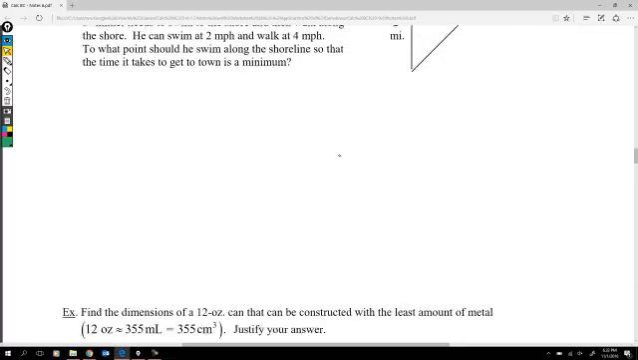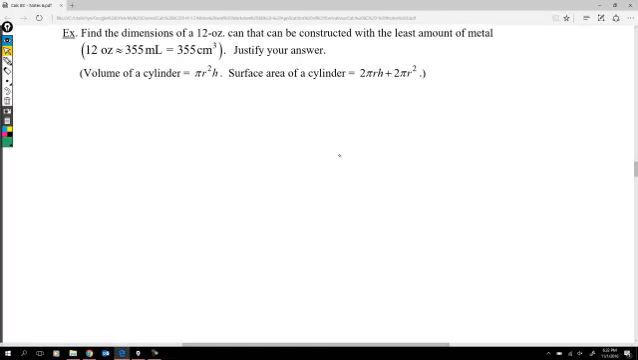All right, let's do another one. This next one is cost, and it's very common. I know that you have another problem on your notes, but we'll be doing that as a warm-up. So here it's asking me to find the dimensions of a 12-ounce can that can be constructed with the least amount of metal. Basically what we're doing is comparing volume to surface area, or we're going to use volume to help us find the minimum of surface area.